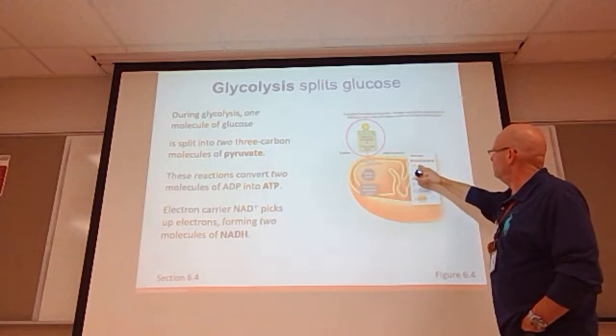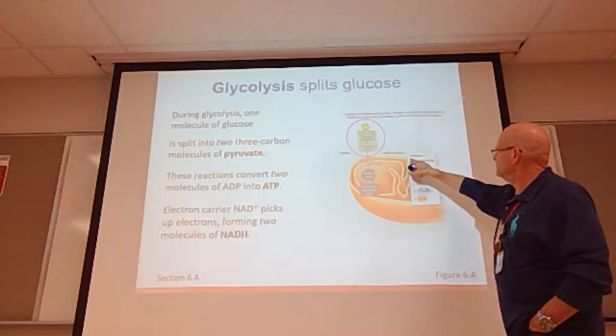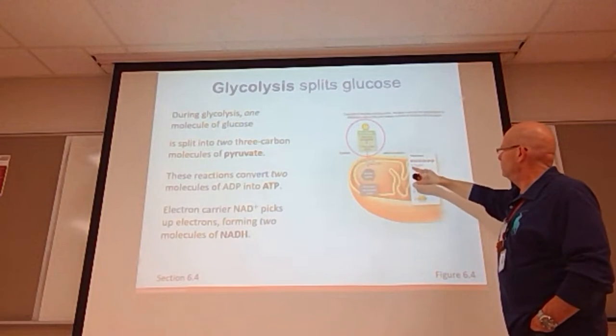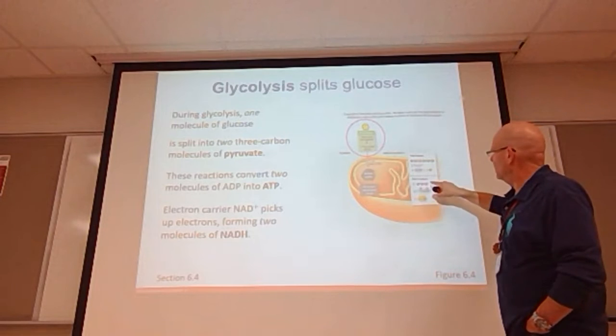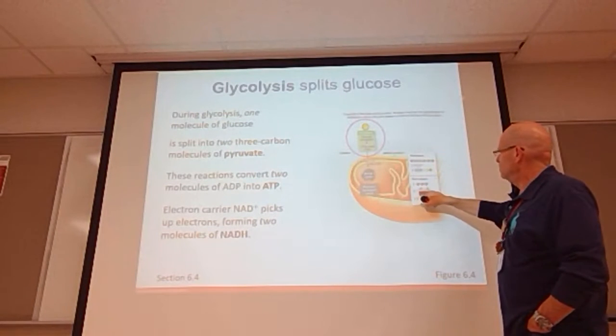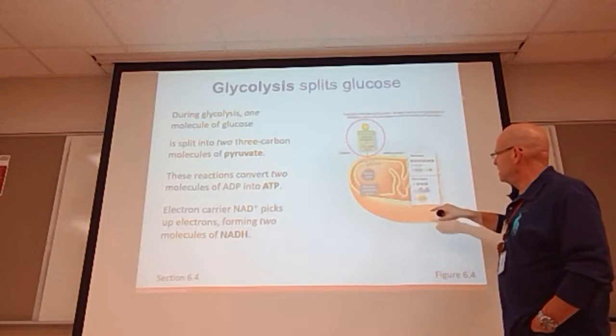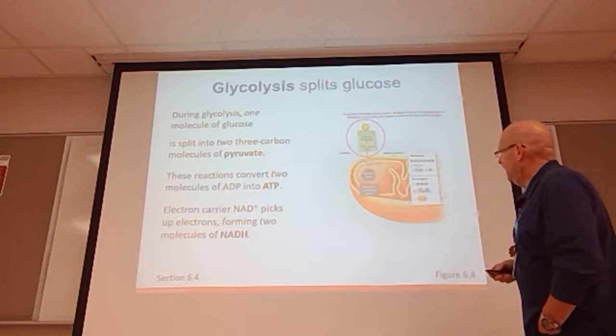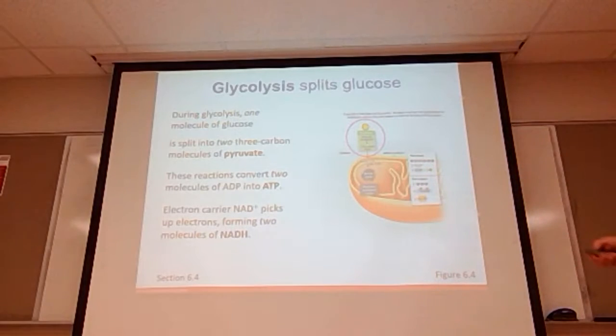So we start here, we have 2 of these. This is my input, a 6-carbon sugar. We wind up with 2 NAD, 2 ADP added to that to form a net output: 2 3-carbon sugars, 2 NADHs, energized molecules, and 2 ATP molecules.